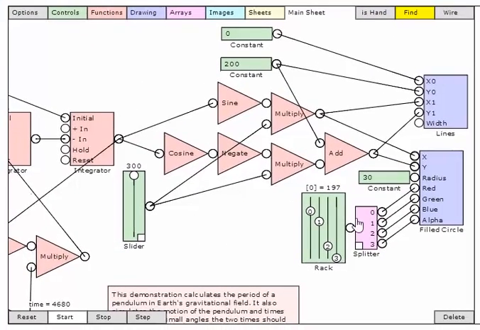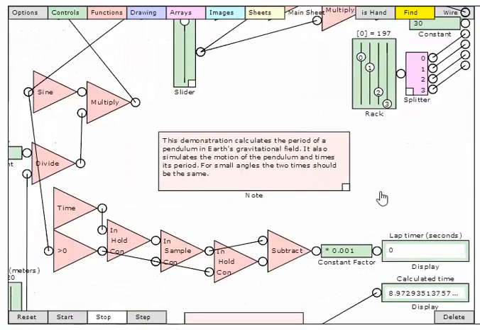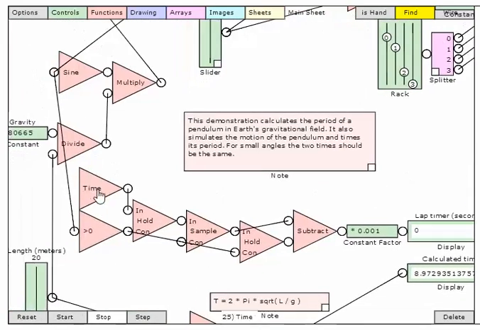Now what I've added to the pendulum demonstration is two sections. This section here looks at the time. This time is the synthetic time of the window. It's not real time. And I put a series of sample and holds in here, and what I do with that is I can capture values and sort of push them along.